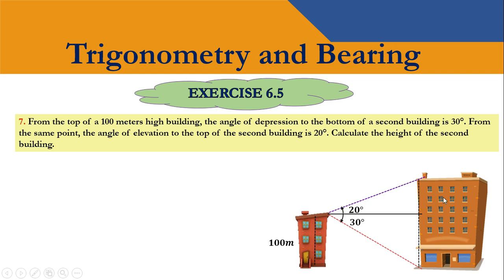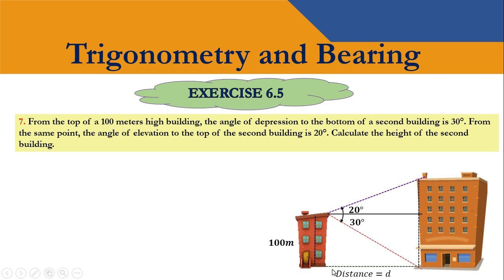We need to calculate the height of this second building. To calculate the height of the second building, we need the base of these triangles. The base of these triangles is equal to the distance between these two buildings. So we don't know the distance between these two buildings, which is equals to d. We also know the height of the first building, but we don't know the distance between these two buildings.